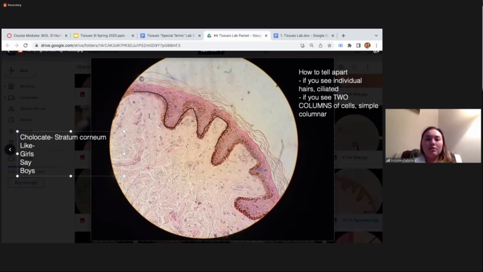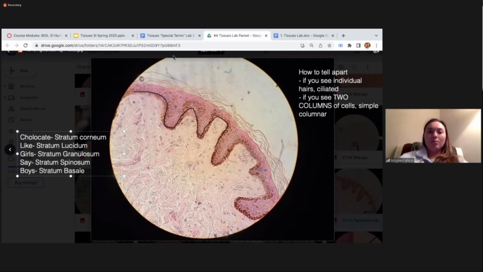to identify these on the lab exam. So on the lab exam, you do need to know how to identify each of these layers. So I'll go through and I'll label them. Stratum granulosum for girls, stratum spinosum for say, and then stratum basala. So boys starts it, and that's the bottom layer. So boys basala is the bottom layer. So this, we're going to write a B.